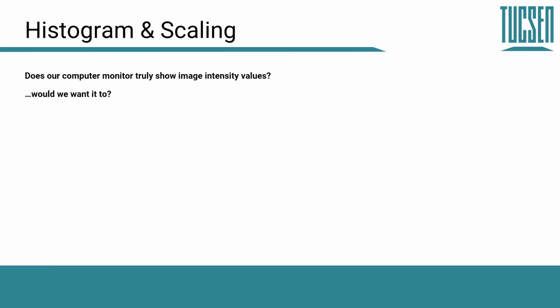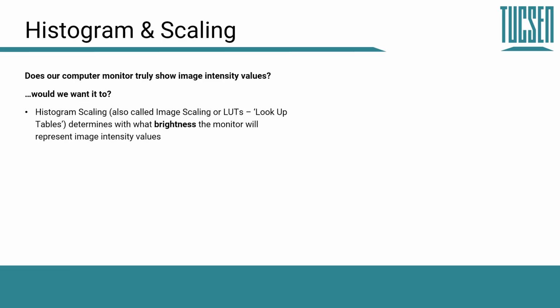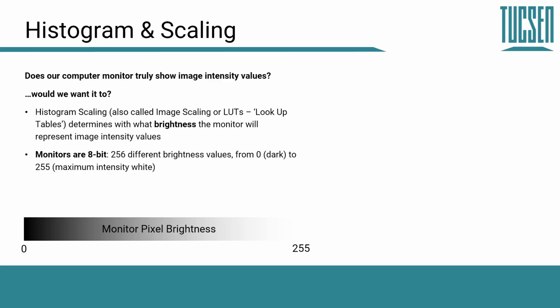Maybe we want to lower the exposure time, reduce our light levels, or work with low light images, but still have a bright image come out of it. And that's where histogram and scaling controls come in. Histogram scaling, also called image scaling or LUTs, lookup tables, determines the brightness that the monitor will represent different image intensity values with. Our monitors are only 8-bit. We have 256 different brightness values, from 0 being fully black or turned off to 255 being the maximum intensity white.